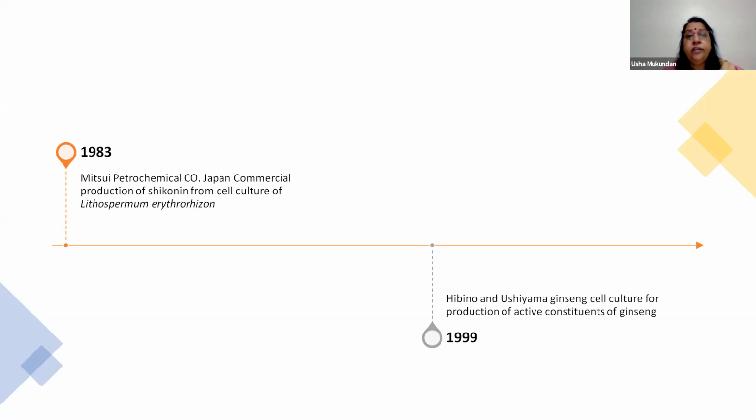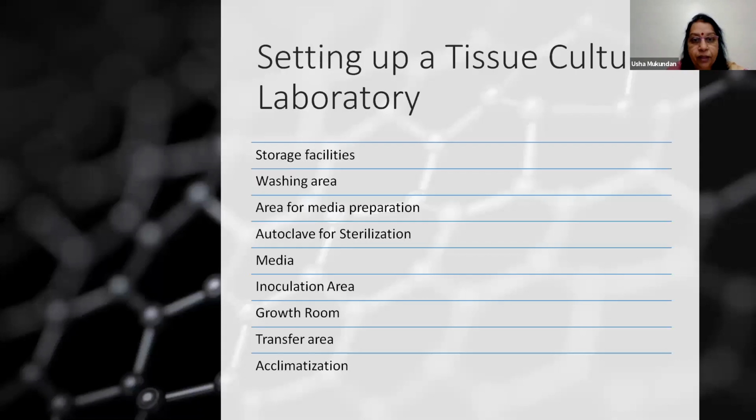So ginsenosides are saponins and steroidal saponins, and they can be produced by ginseng cell cultures, Hibino and Ushiyama. When we talk about scaling up, we'll be coming back to this, how you can have fine chemical production in vitro. And one example of success is again ginseng. Now, how do you set up a tissue culture lab?